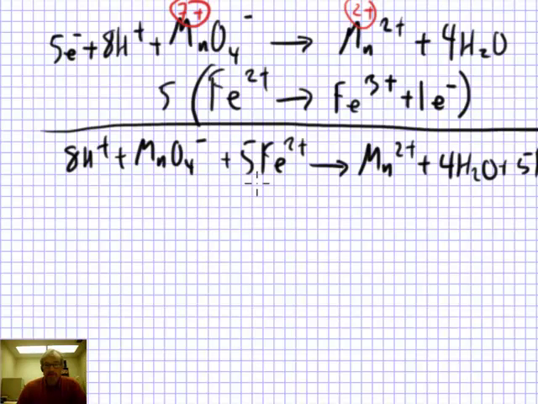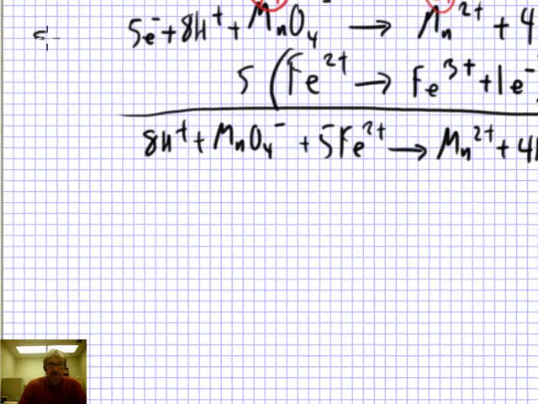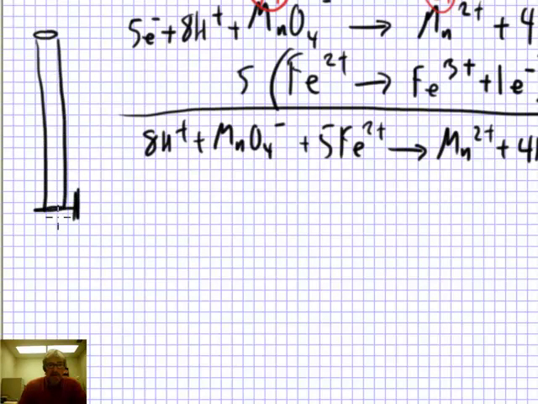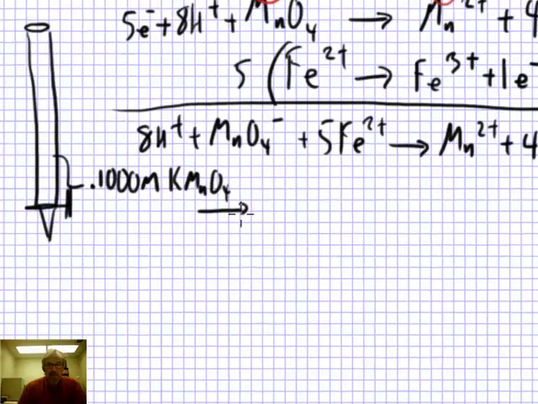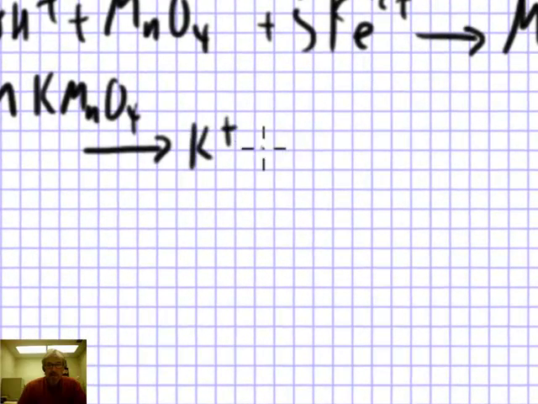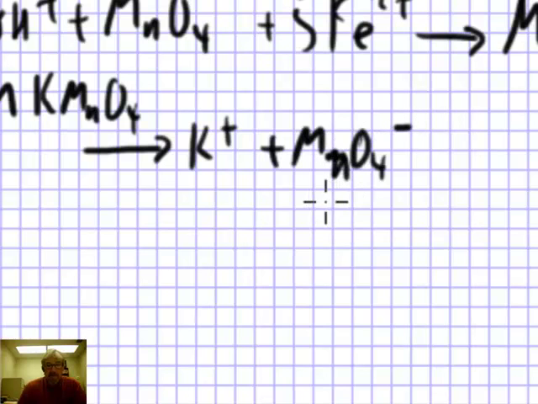Now what's going on with my titration? In my burette, I have a 0.1000 molar solution of KMnO4. But KMnO4 is going to split up this way. It's going to give me K pluses and permanganate ions in a 1-to-1 ratio. Potassium is a group 1 salt, so of course this would be soluble.